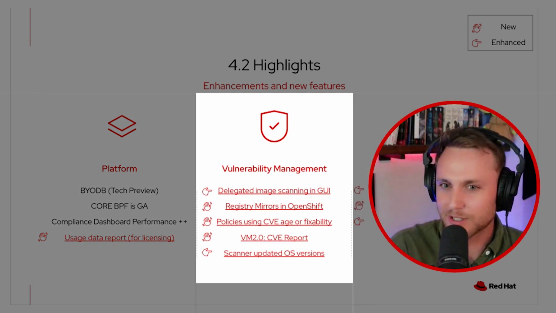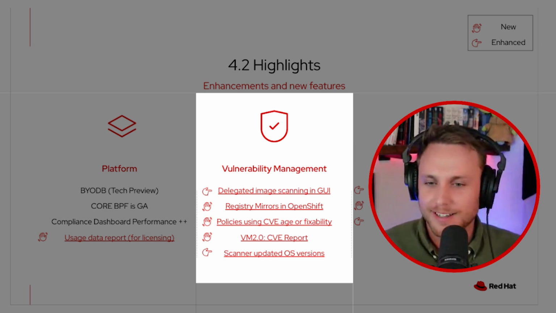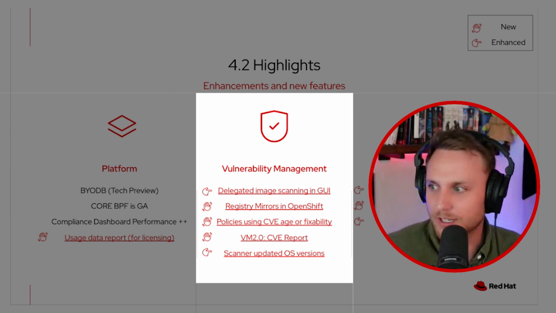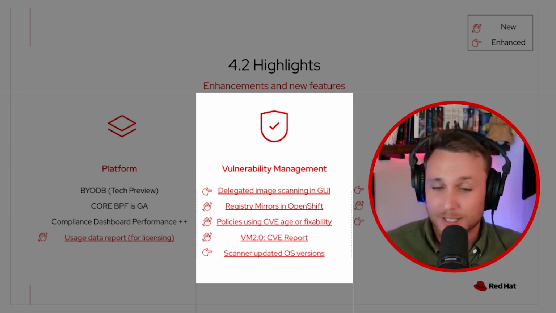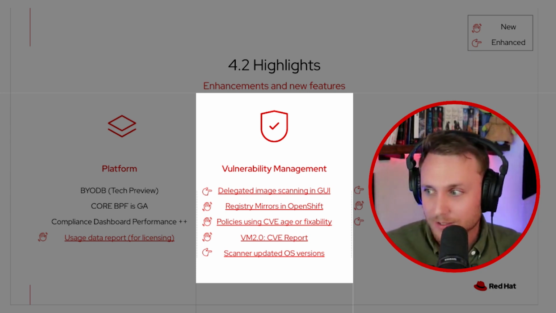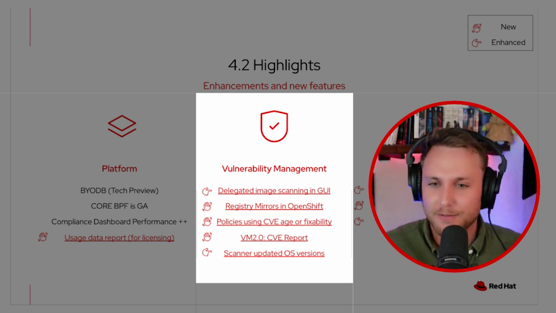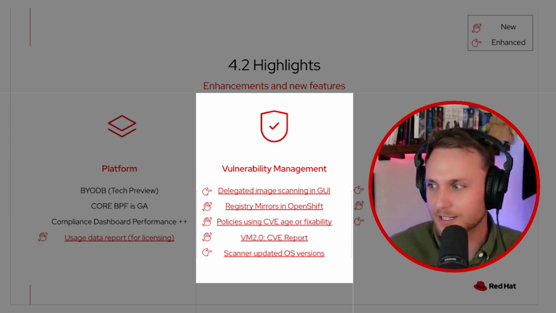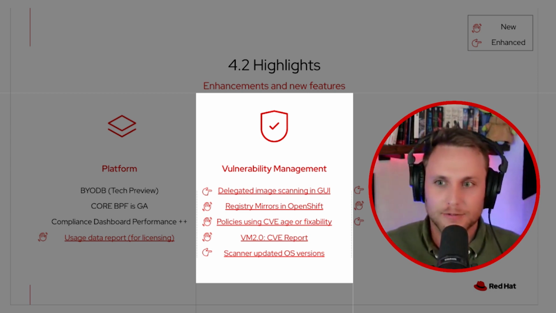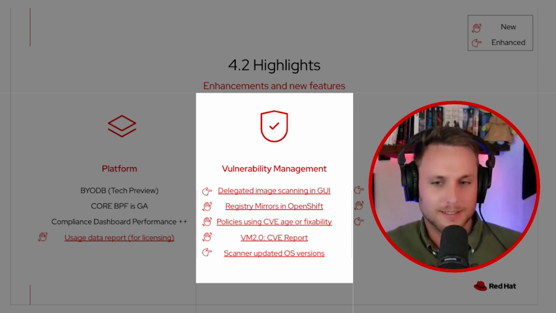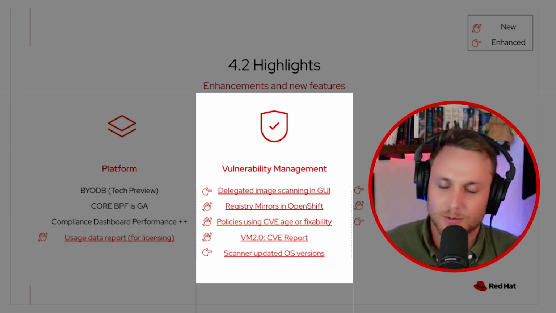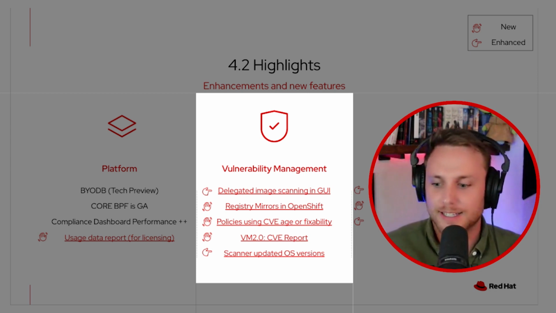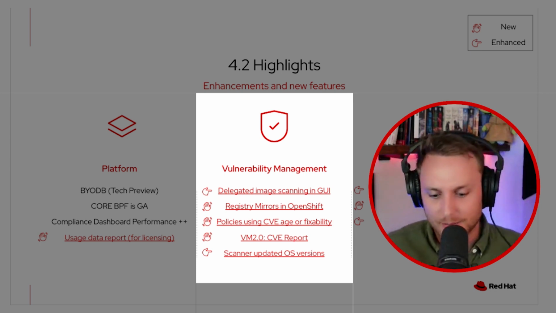Bigger, better, more secure things. Platform is fun, but vulnerability management is always more fun. We have delegated image scanning in the graphic user interface. We have registry mirrors in OpenShift, policies using CVE age and fixability. That's a big one I'm very excited for. The CVE reporting features are getting an upgrade, allowing you to be more flexible and powerful. And then scanner updates. So we have more operating system versions that the ACS scanner can maintain.